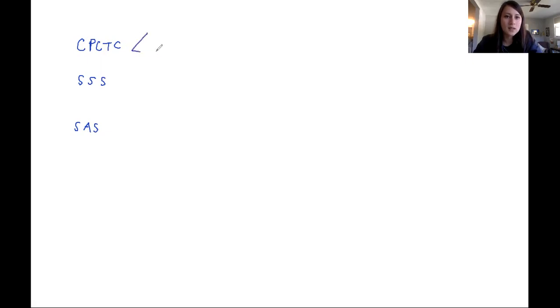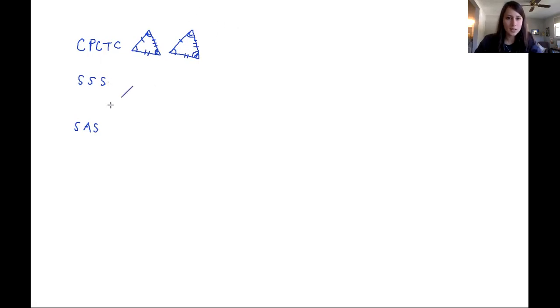CPCTC is basically saying that two triangles can be proven congruent when all three sides and all three angles are congruent. So if I'm looking at this, all three sides that are corresponding and congruent makes the entire triangle congruent. So I'm marking all these parts. That's like 6 pieces of information to prove these two triangles to be congruent, right?